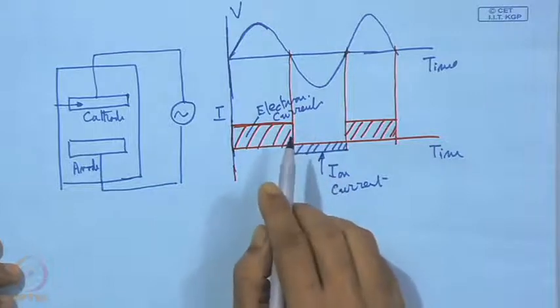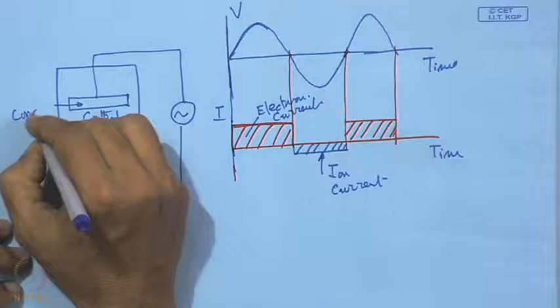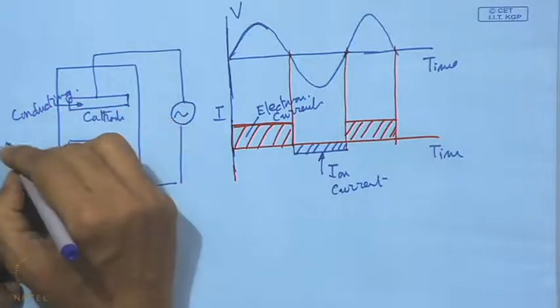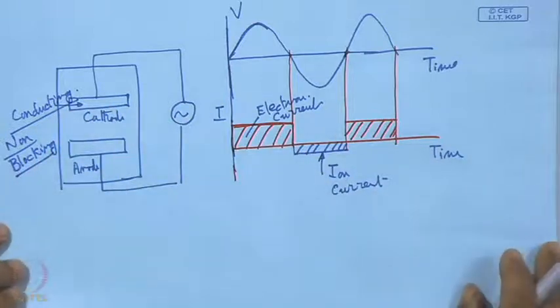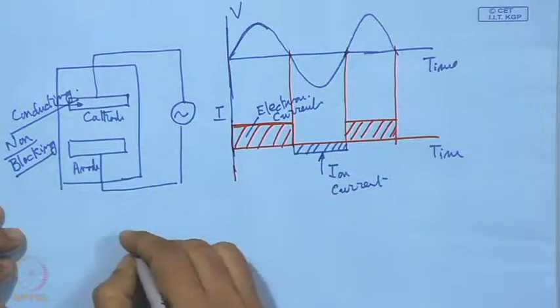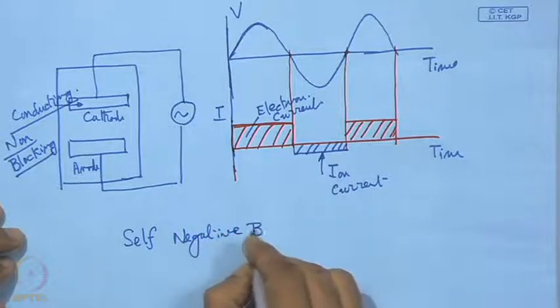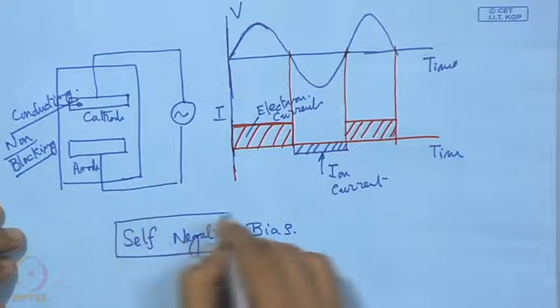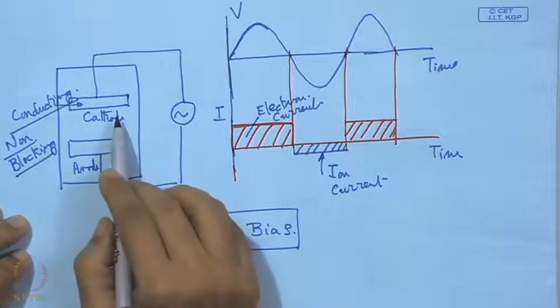of electron current. But one thing is that this will happen if it is a conducting cathode, that means we call it non-blocking cathode. However, when we have a non-blocking cathode, whether it is AC or DC, most important thing here is to have a self bias, that means a self negative bias on the cathode surface.